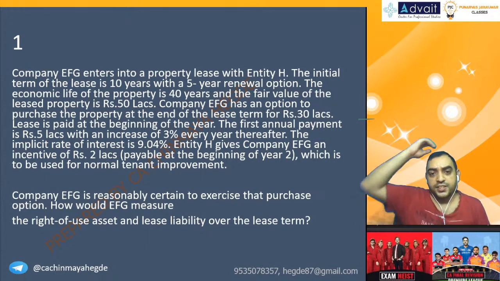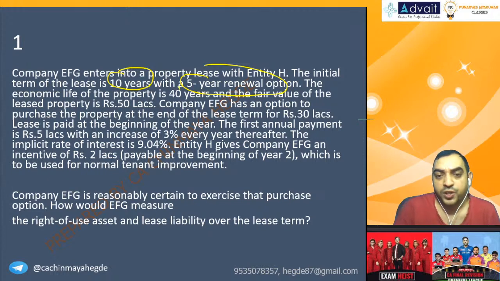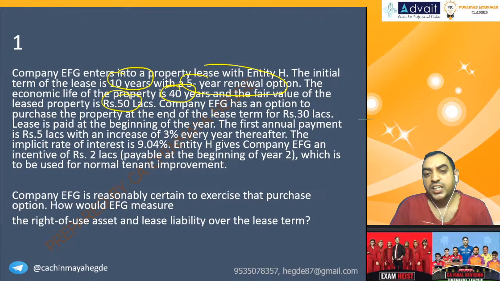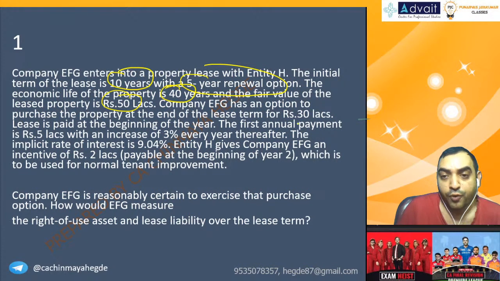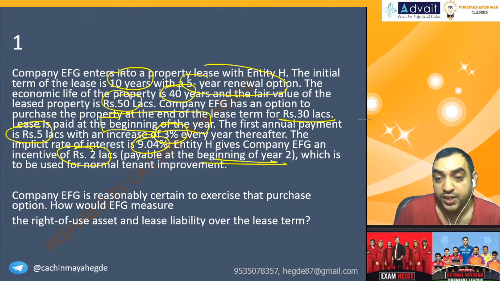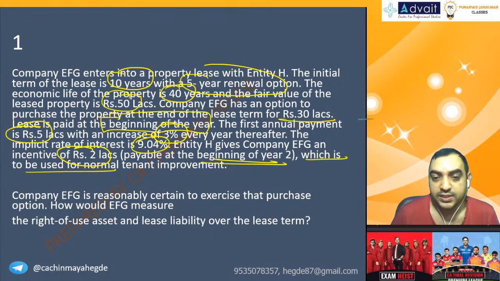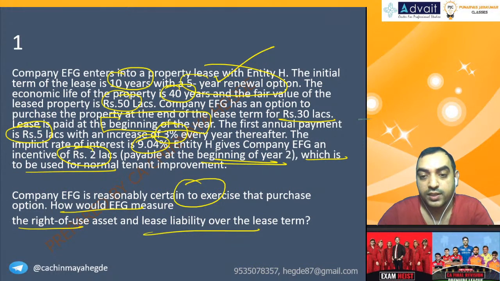Company EFG enters into a lease of property with entity H. The initial term of the lease is 10 years with a 5-year renewable option. The economic life is 40 years and the fair value of the leased property is 50 lakhs. Company EFG has an option to purchase the property at the end of the lease term for 30 lakhs. Lease is paid at the beginning of the year. The first annual payment is 5 lakhs with an increase of 3% every year thereafter. The implicit rate of interest is 9.04%. Entity H gives company EFG an incentive of 2 lakhs payable at the beginning of year 2, which is to be used for normal tenant improvement. Company EFG is reasonably certain to exercise the option. So reasonably certain means you take that renewable also. How would EFG measure ROU and lease liability over the lease term?